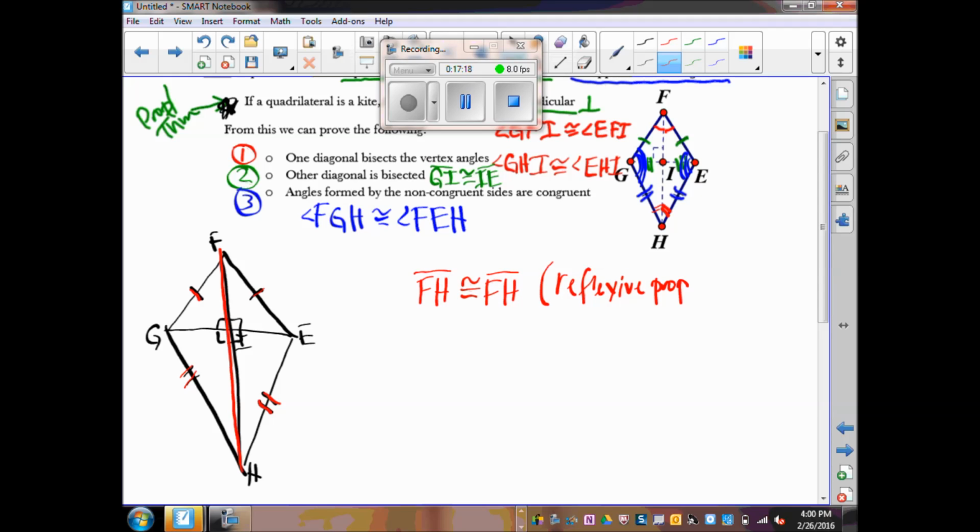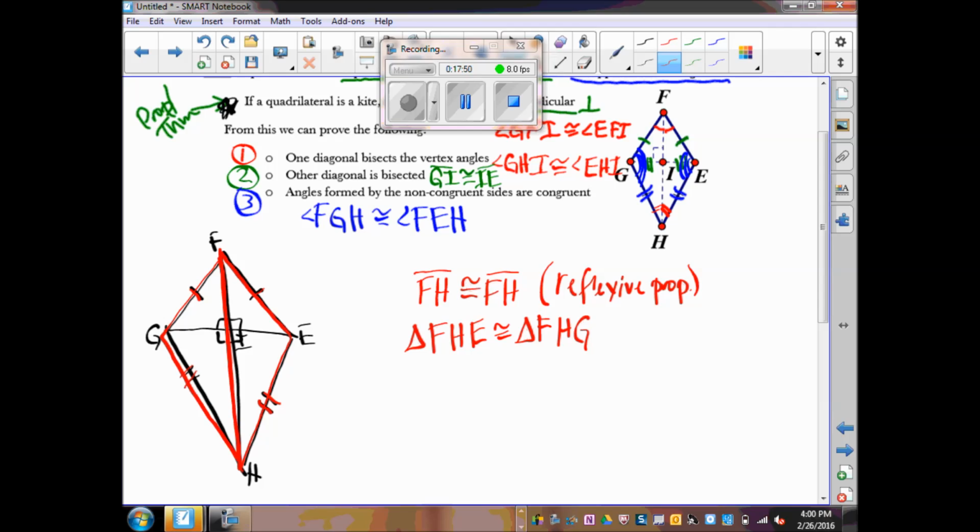Again, we're just doing a rough sketch here. We're not doing an actual formal proof. Well, if FH is congruent to itself, then now we can state that FHE is congruent to FHG. So with triangle FHE congruent to triangle FHG, from here we can actually show both 1 and 3.